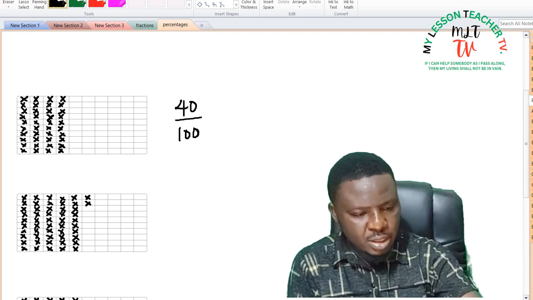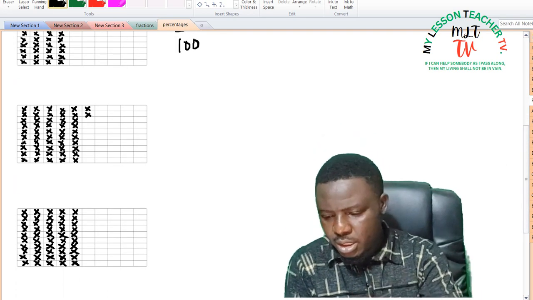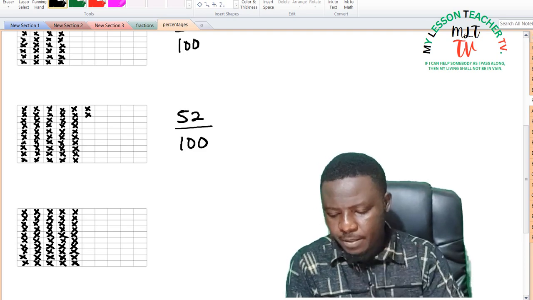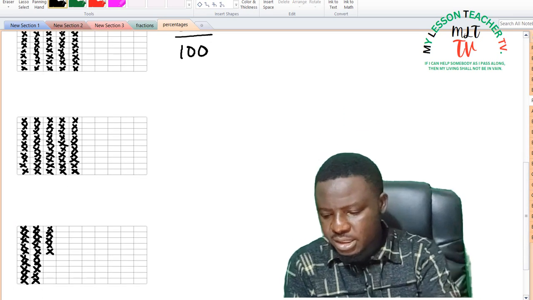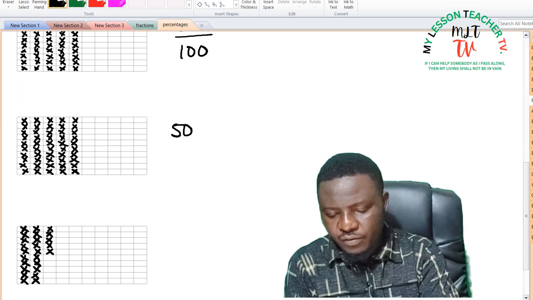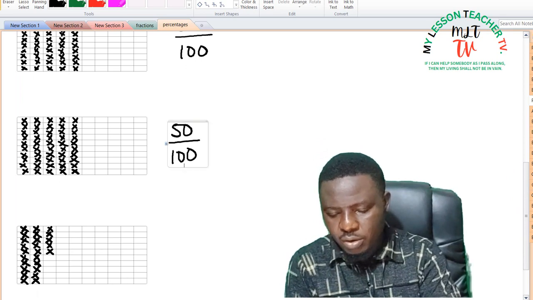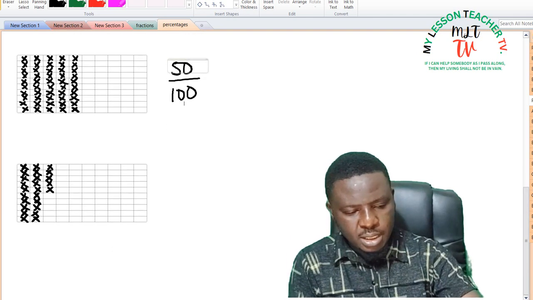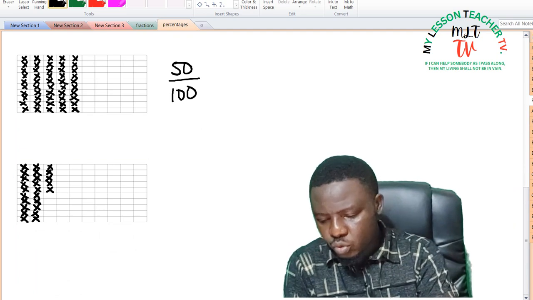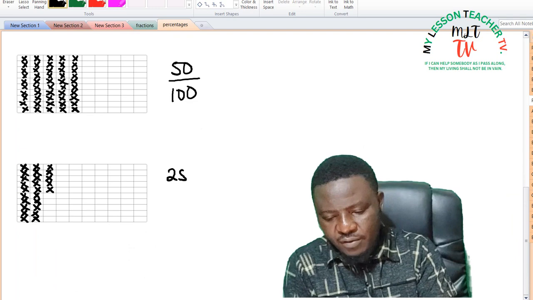B, still on 100 equal boxes, arranged in terms of tens. This is 10, 20, 30, 40, 50. This can be said to be 52 out of 100. And this is 10, 20, 30, 40, 50. This is said to be 50 out of 100. And this is 10, 20, 25. So this is said to be 25 divided by 100.